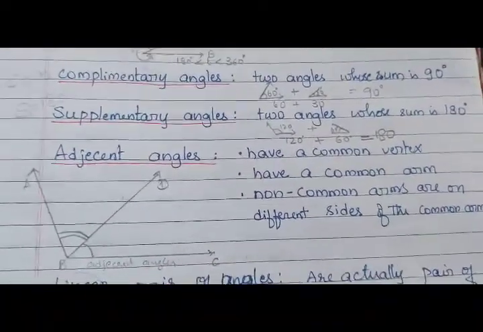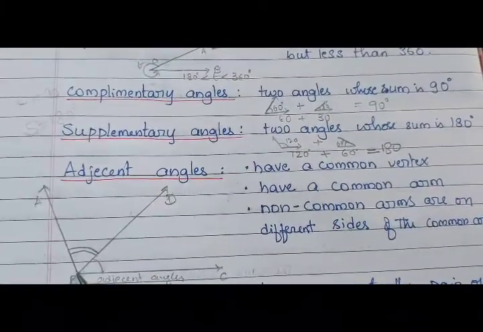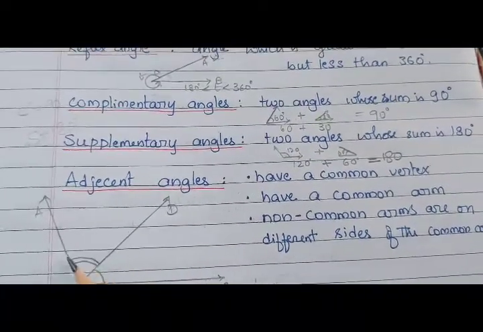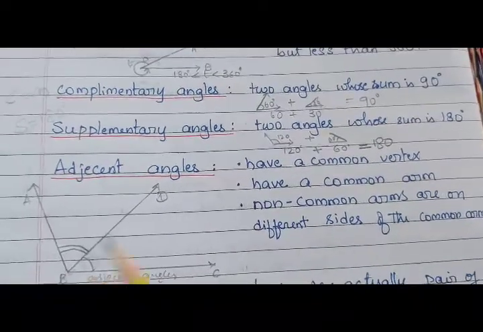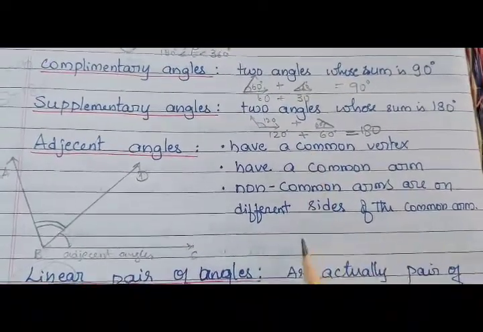Adjacent angles. Here the vertex is common and there is one common arm, and the two uncommon arms are on different sides of the common arm. See, as I have pointed here.